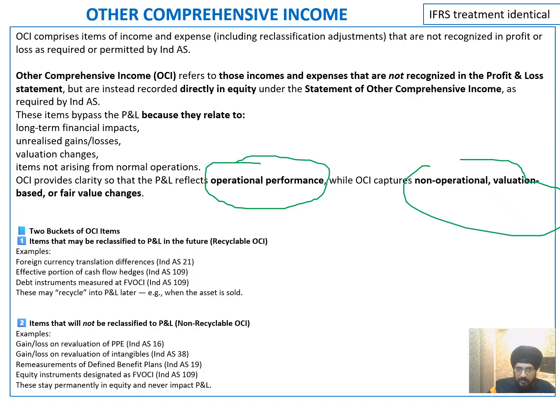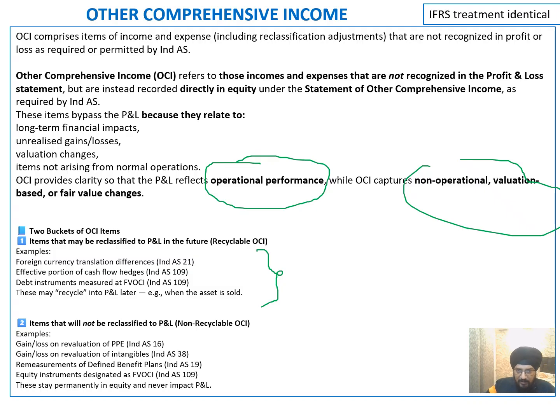So there are two buckets of OCI items, and these may be reclassified to P&L in the future. What are those? Foreign currency translation differences, the effective portion of cash flow hedges, and debt instruments measured at fair valuation through OCI. These are three where we need to reclassify the item to the P&L upon realization.